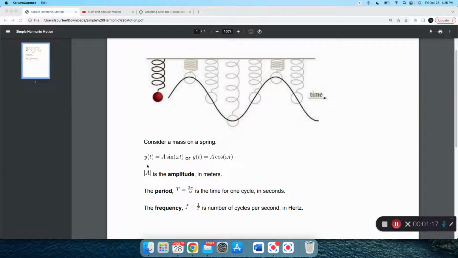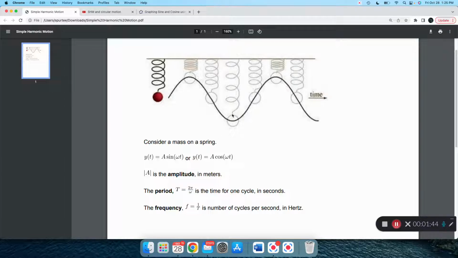A here is our amplitude, because we're going to have some function that looks like y of t. The position at time t is some A sine of omega t or cosine of omega t. A is this distance from the middle to the top. This distance here is A, and of course that would be the same distance here.